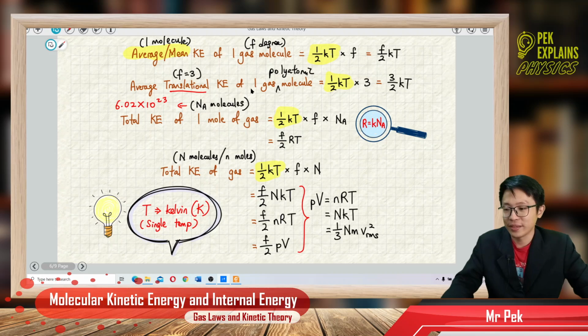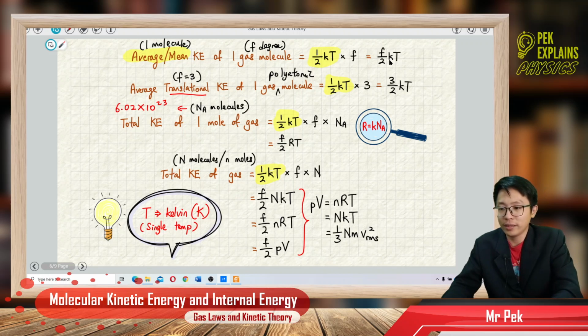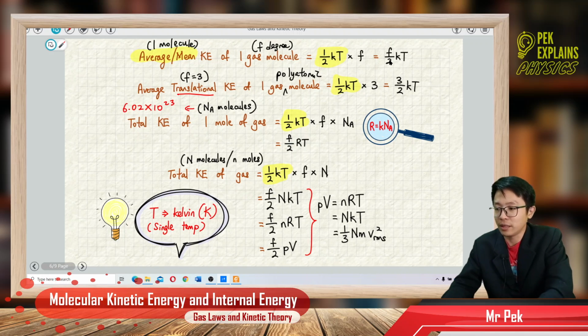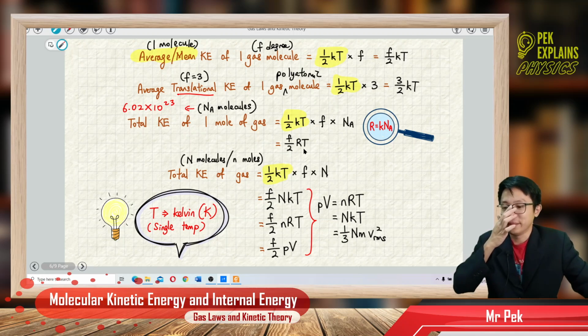So remember, if only one gas molecule, you use K. If 1 mole of gas, you use R.